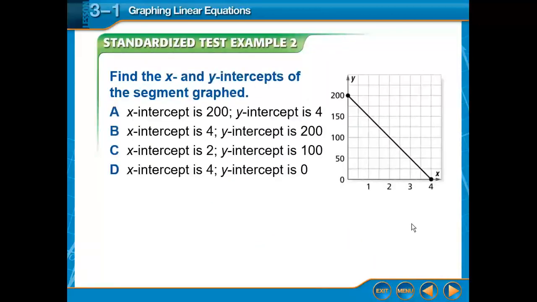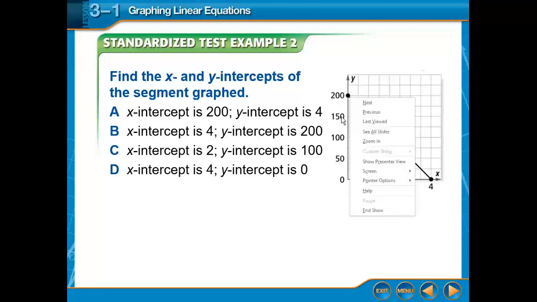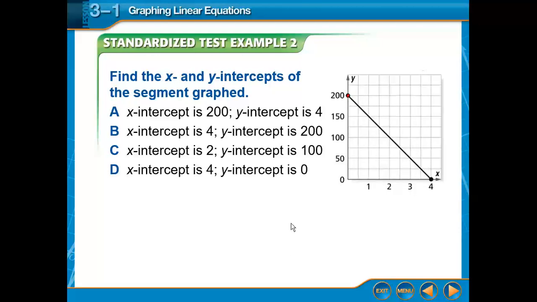Okay, so we want to talk about intercepts. This one says to find the x and y intercepts. The intercepts are where the line touches the axes. A y-intercept is where it touches the y-axis, and the x-intercept is where it touches the x-axis. Looking at this point right here on the y-axis, it occurs at 200. So our y-intercept is 200. And our x-intercept is where it touches the x-axis, which is here at 4. So our x-intercept is 4. So our answer would be B.